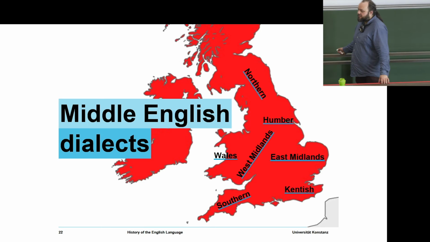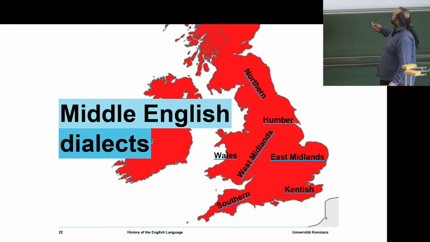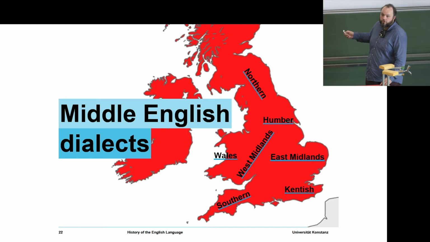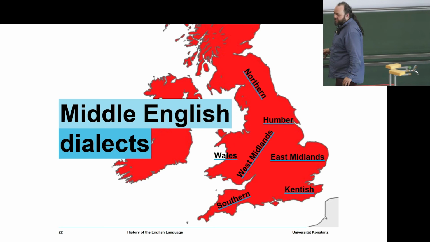In particular, we can divide them into Southern dialects, West Midlands, East Midlands, Kentish, something that we can call Humber or Yorkshire or something like that, and then a Northern dialect for everything north of that. During this Middle English period, we have very, very little from Wales, almost nothing from Wales, almost nothing from Ireland, and almost nothing from Scotland. That comes later. Towards the very end of the Middle English period, we start to get texts from these places.